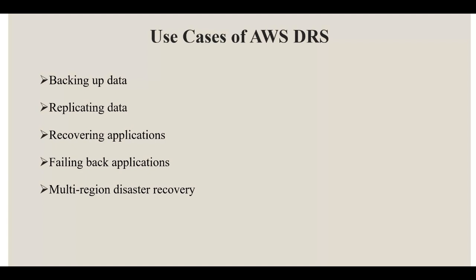The next is failing back applications. AWS DRS can be used to fail back recovered applications after issues are resolved in the primary environment. So it helps to recover our applications. Once the issues have been solved in the primary environment, like the source environment, we can easily recover our applications. So that is called a failback application.